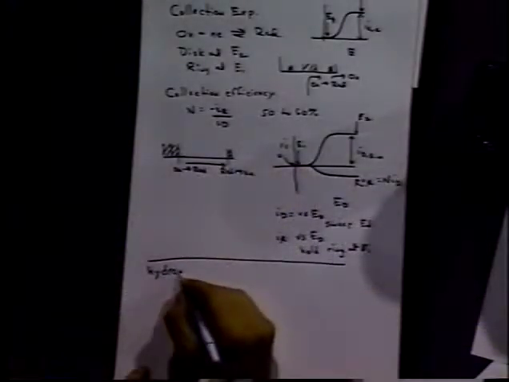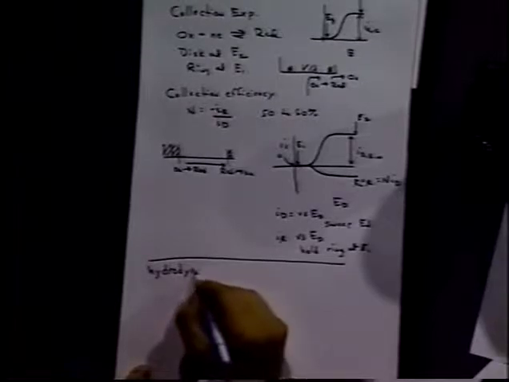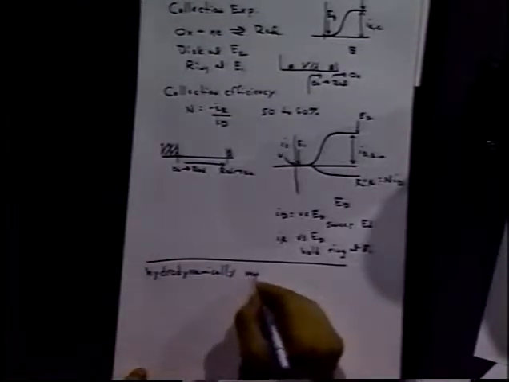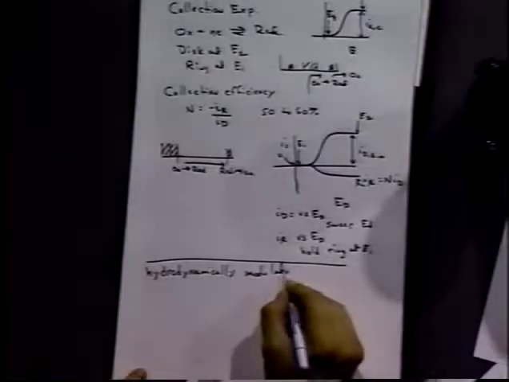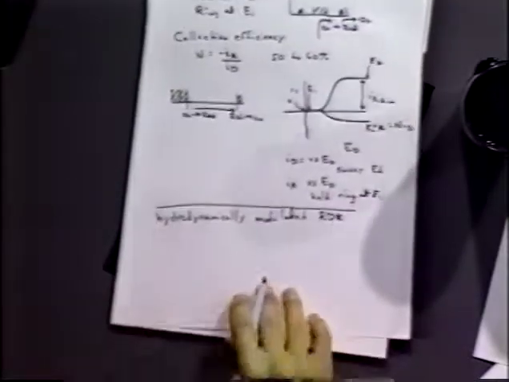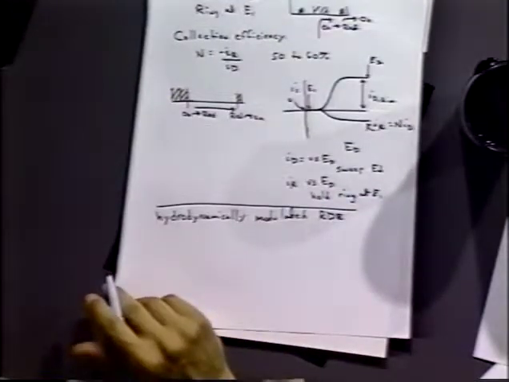There are a couple variants of the rotating disc electrode that people have used. One of the more popular ones is the hydrodynamically modulated rotating disc electrode. The idea here is that we can use an electrode that's rotating and, as a function of time, modulate the rotation rate.